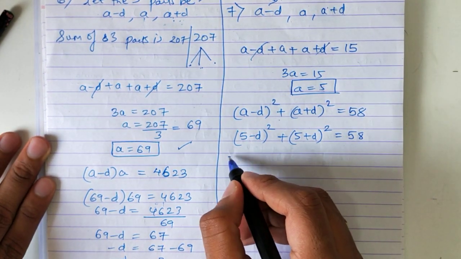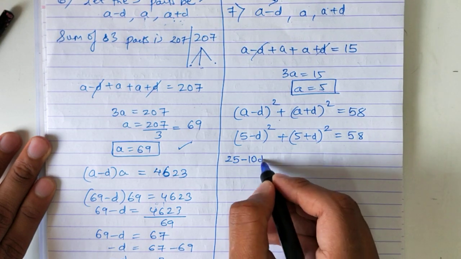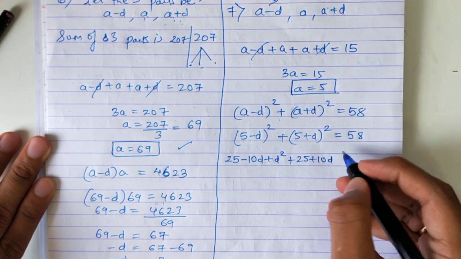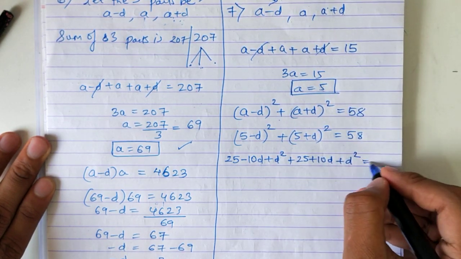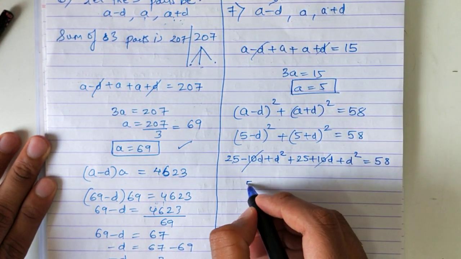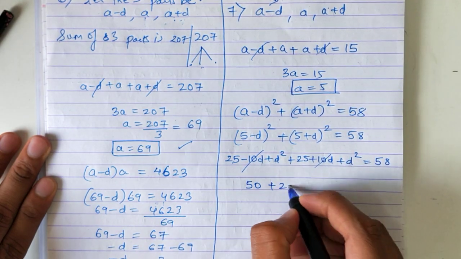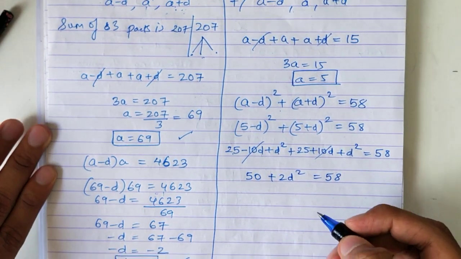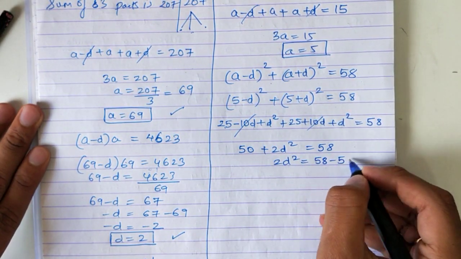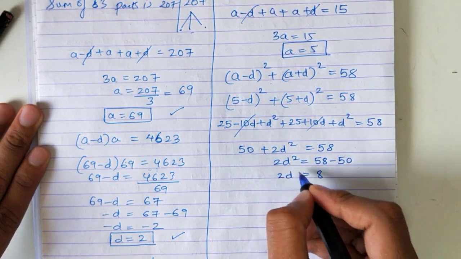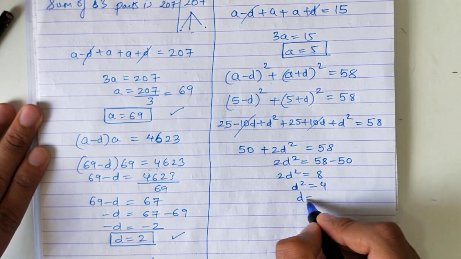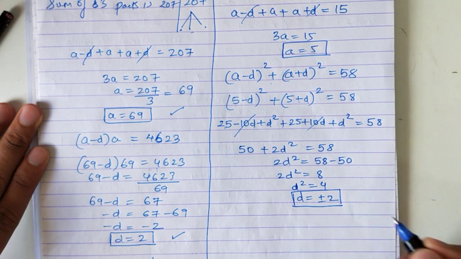We'll solve this. a square minus 2ab plus b square. This will become a square plus 2ab plus b square equals 58. So minus 10d plus 10d will get cancelled. 25 plus 25 is 50. d square plus d square is 2d square. 50 will go here. 2d square is 58 minus 50, that is 8. So d square is equal to 4. 2 divide हो जाएगा and d is plus minus 2.